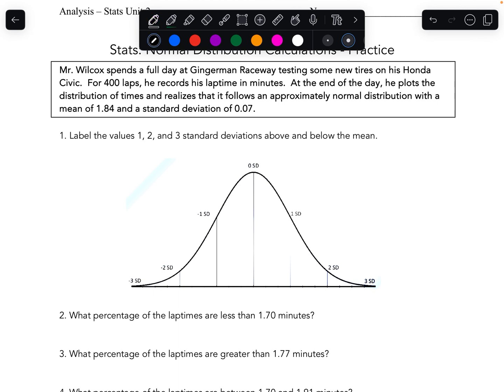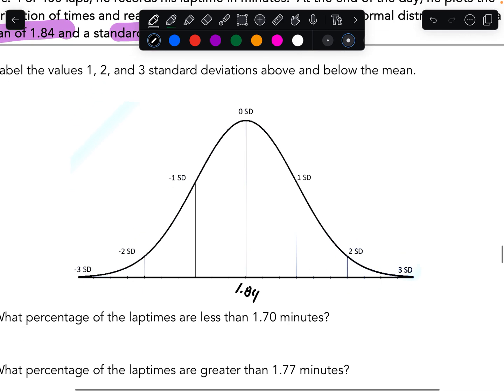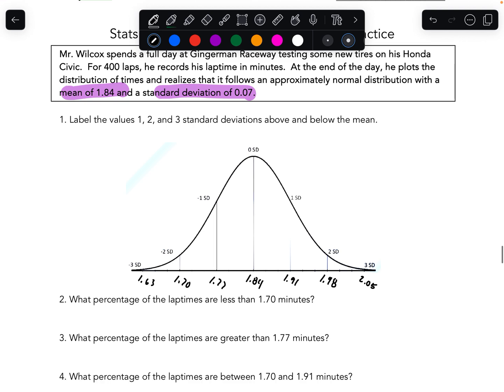So we need to label the mean and standard deviations, and they give us these values here. You guys have been doing pretty good with this stuff though, so I'm not super worried about that. So 1.84, plus 0.07, and then minus 0.07. And titling this and putting the key are also things I typically ask you guys to do.